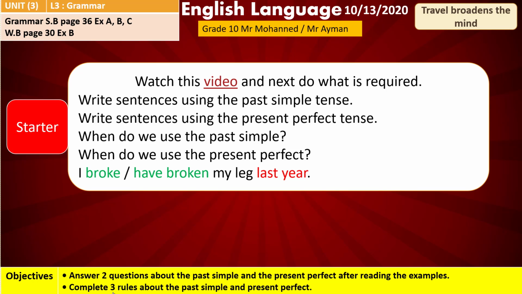When do we use the present perfect? The present perfect is used when we are not specific about the timing of the action. I have gone to the market. I did not say when, but in the past simple, I said when. Yesterday, maybe at 3 o'clock or 3 p.m., I went to the market.